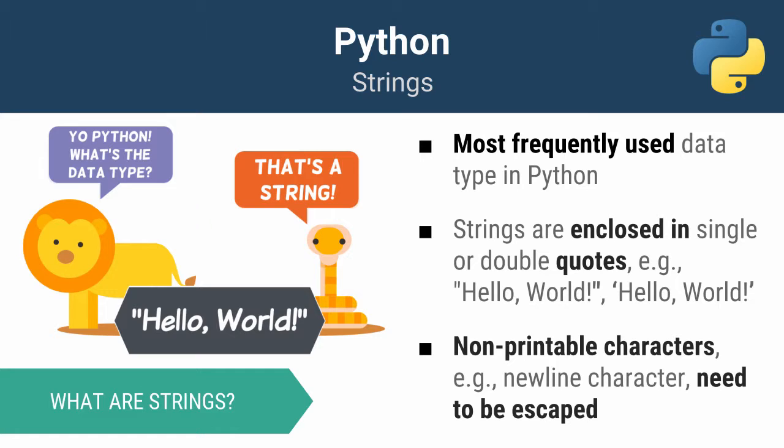Strings are the most frequently used data type in Python. Strings are normally enclosed in double quotes or single quotes. That's how you know it's a string and not a number, for example. Strings are also used for non-printable characters like new line characters and tabs and backspaces. We don't normally think of this as textual information, but it is.